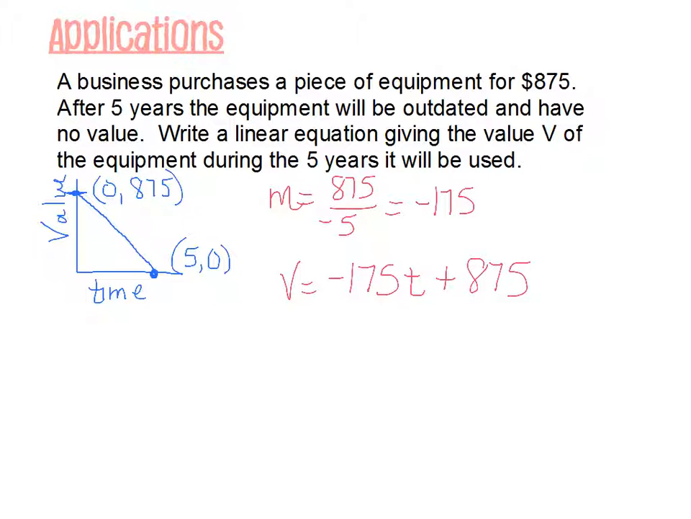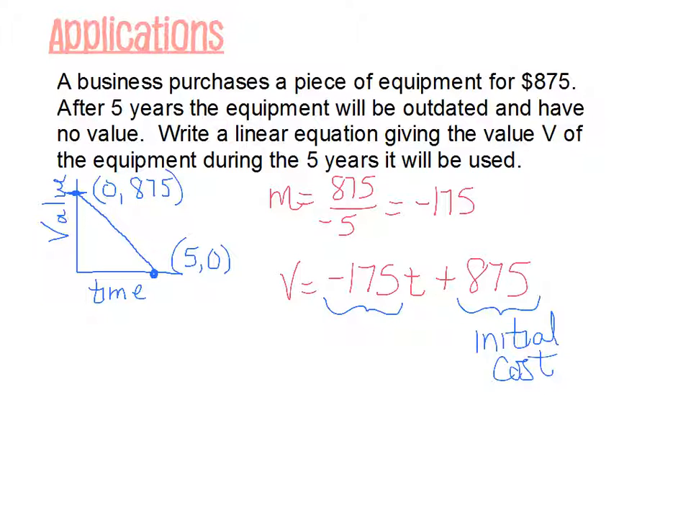One of the things that in PreCalc we're going to be doing is understanding what we just did. Instead of just plugging and chugging through it, do you even know what we just did? What does this mean? What does the 875 mean? Well, the 875 is your y-intercept, but more importantly, in this problem, this is the initial cost of the equipment.